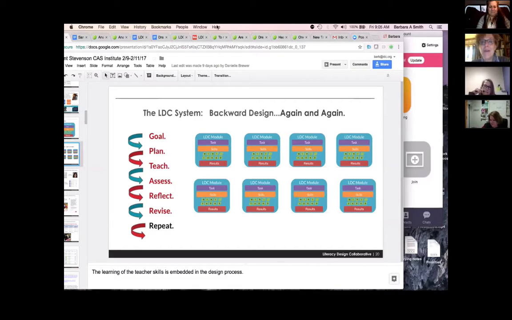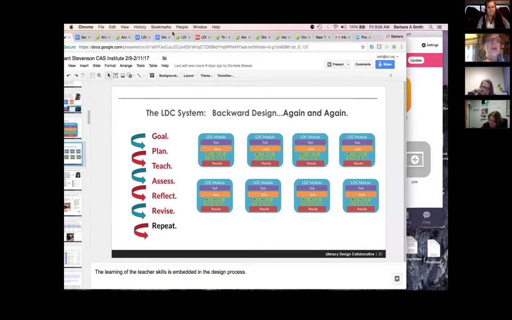I might use, at the end of that unit, a module in place of a unit the next time through. It's really about how I want to sequence the learning for students to go deeper.